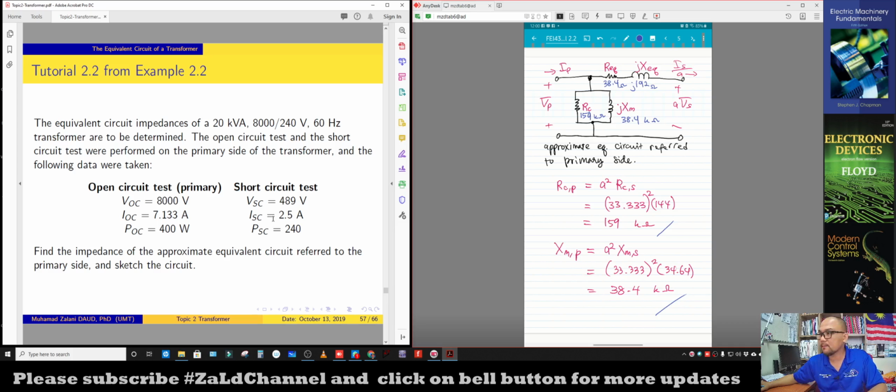I think that's all for the explanation about example 2.2, which is also tutorial 2.2 of this part. Okay, I think that's all. Thanks.